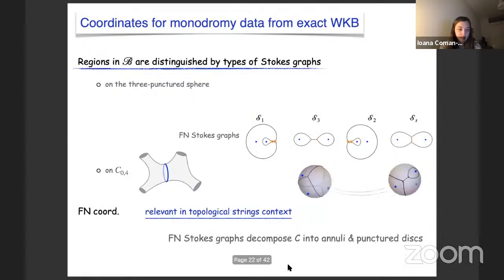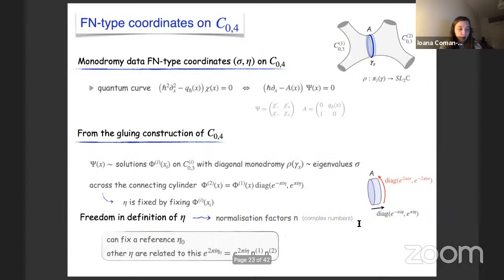Now, this is the Fock-Goncharov case. In the special case where Fenchel-Nielsen Stokes graphs appear on the four-puncture sphere, these determine a Pants decomposition naturally. And then on each of the resulting three-puncture spheres, they can have one of these two topologies. Now, I have said a number of times that these coordinates are important from the perspective of topological string partition functions. So let me now pause to explain one way to define these Fenchel-Nielsen coordinates in the current case, that of the four-puncture sphere, without reference to Stokes graphs or exact WKB to begin with.